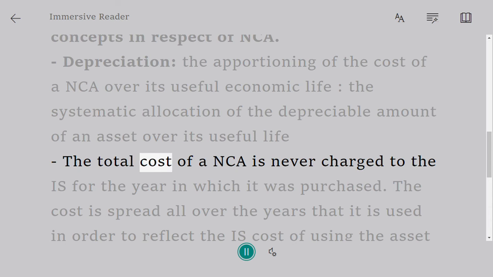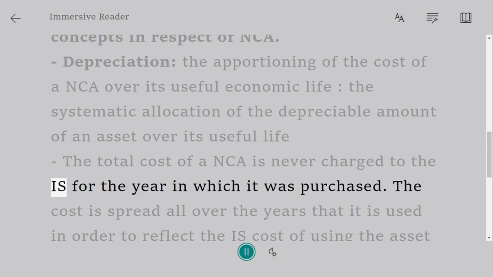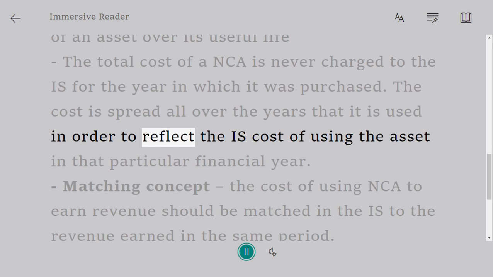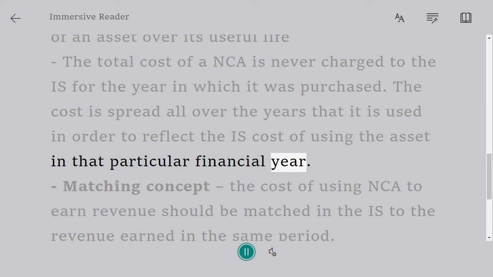The total cost of a NCA is never charged to the IS for the year in which it was purchased. The cost is spread over the years that it is used in order to reflect the IS cost of using the asset in that particular financial year.